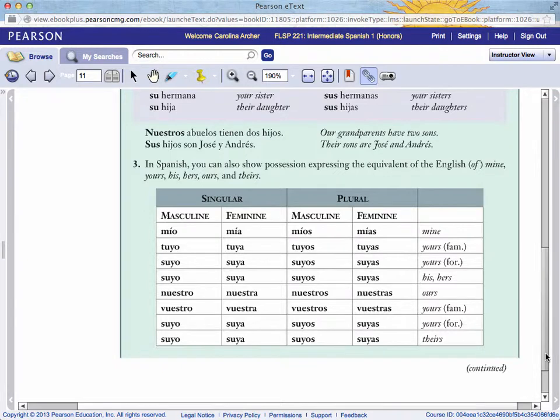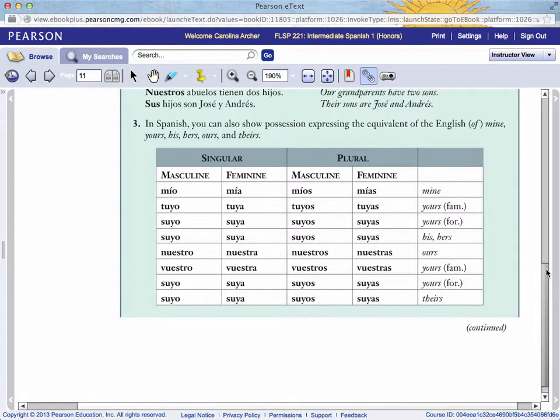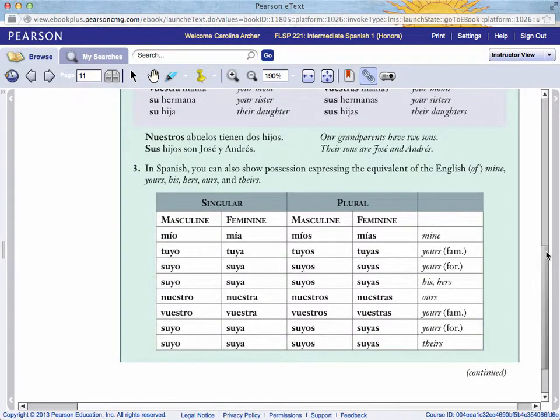Okay, so in Spanish we can also show possession expressing the equivalent of the English of mine, for example. Of mine, of yours, of his, of hers, of ours, of theirs, okay? So these are the possessive adjectives that would be the equivalent of mine, yours, his, hers, okay? Singular, plural, masculino, femenino, okay? So we have four forms for each person.